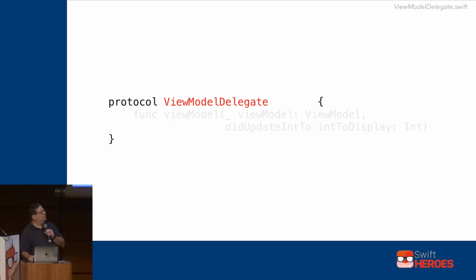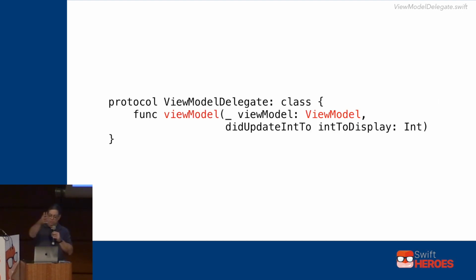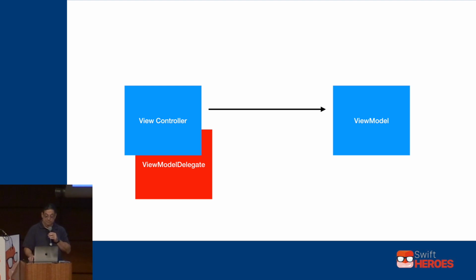So what does our delegate protocol look like? It has to have some sort of a method in it. And our methods in our protocols are something did something, something should something, something will do something. And so in this case, I have my view model did update my integer to something. So when I increase, it says, hey, I increased it by this amount. Aren't you going to do something?